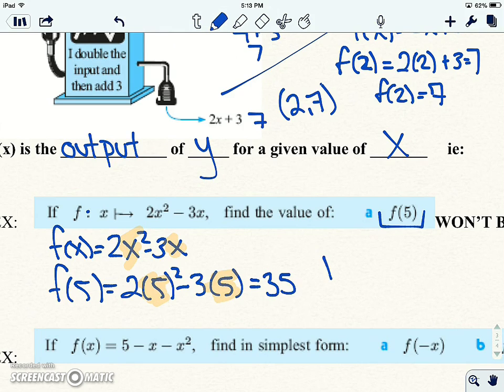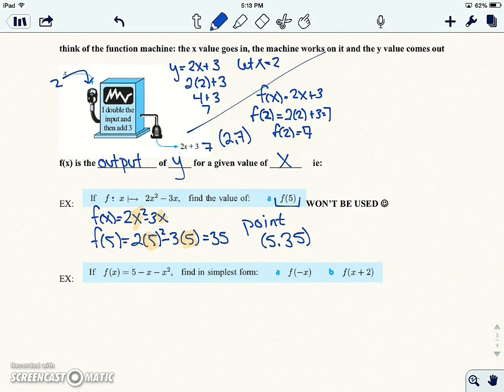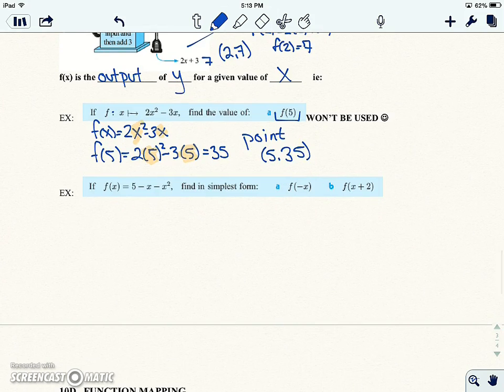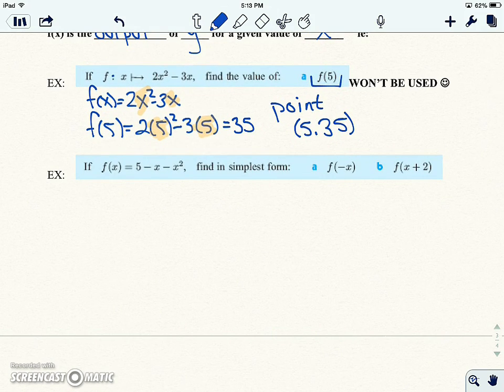And so it's really the point, if you were to graph it, (5, 35). Okay, here's another example. It says plug in f of negative x. So instead of plugging in a number, we're going to plug in this expression, negative x. So we still write our equation down.